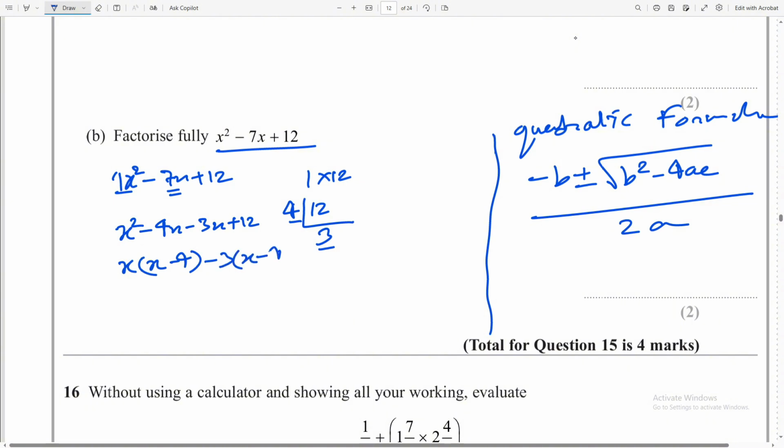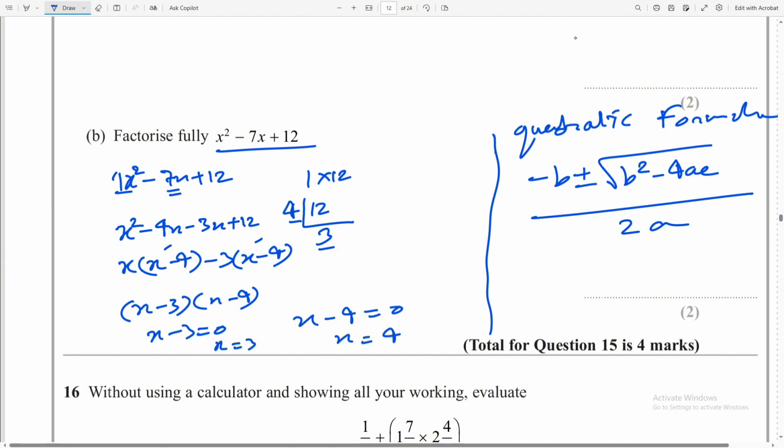x minus 4. So as these two are the same, I can just write this entire equation as x minus 3 and x minus 4. And the answer I get is x minus 3 equals 0, and x minus 4 equals 0. If I solve them, I get x equals 3 and x equals 4.